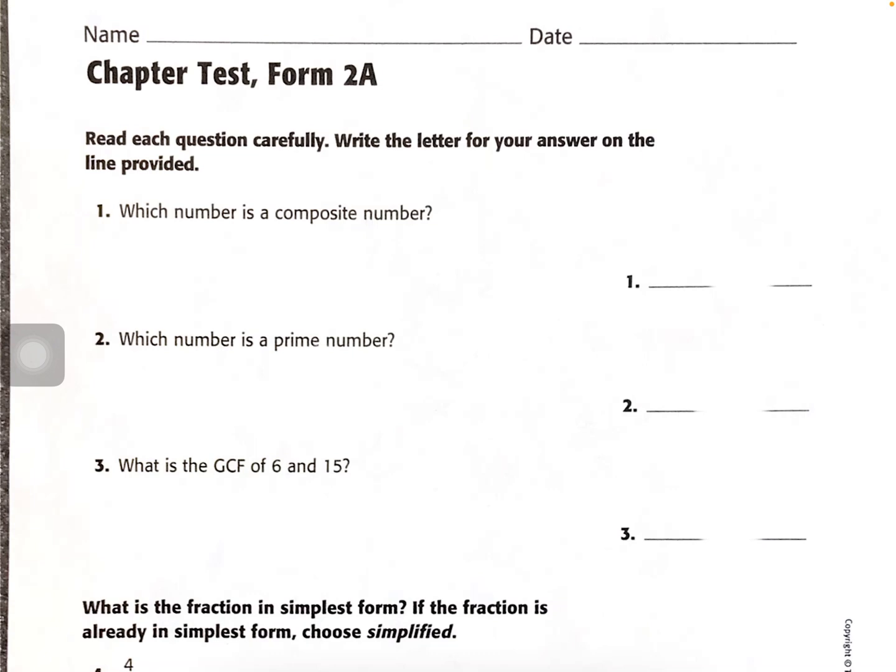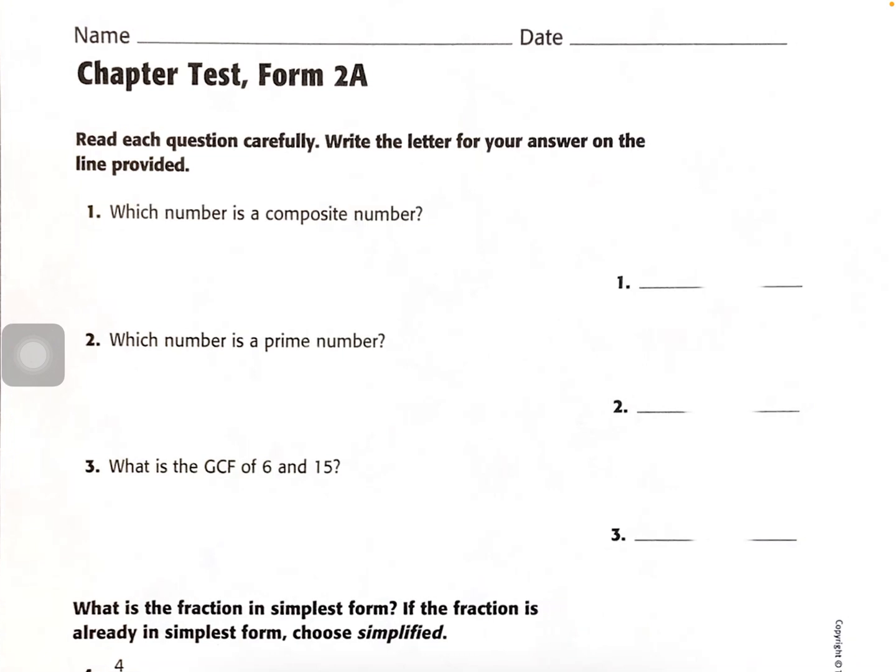Form 2A. Now your test looks a little bit different than mine. You actually have some numbers here of composite numbers. You have like a 5.